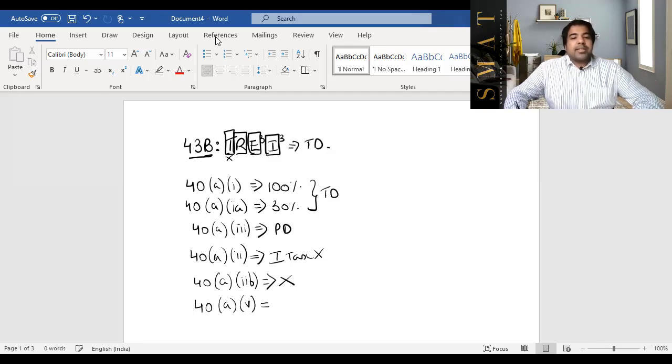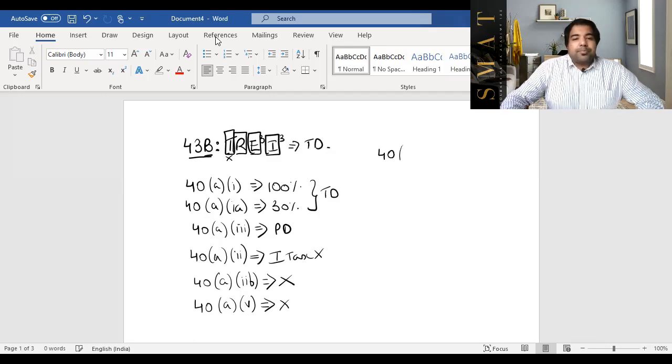Now guys, 40A(5), let's do this one. In case you are an employer and you're providing some perquisites to your employees, and you pay the tax on the perquisite, will you get a deduction of that? No, you don't get a deduction for your own income tax. Why will you get a deduction of that? So 40A(5) is that disallowance.